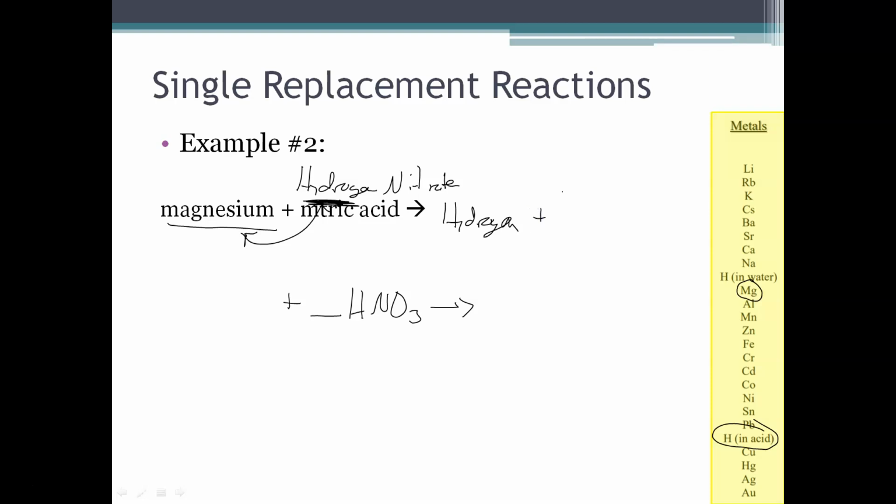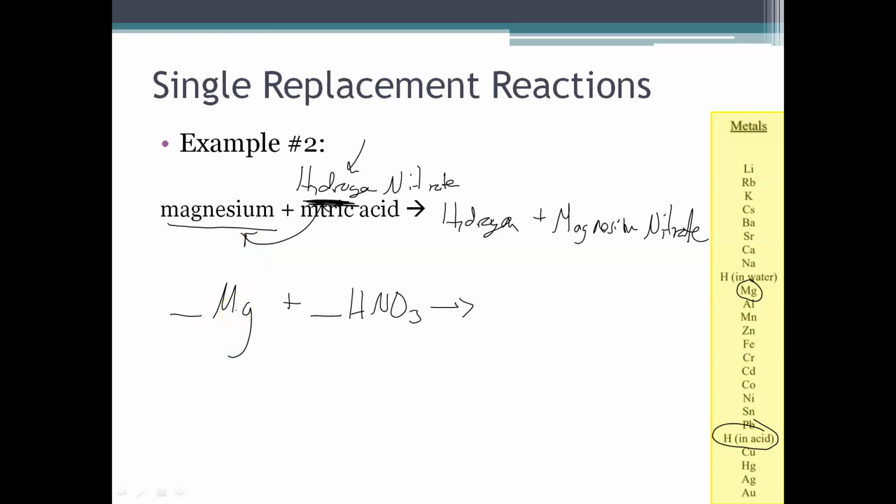And then what's left? Students always give me weird answers like magnesium acid or weird things. Well, the hydrogen is being replaced with magnesium. Just move the magnesium over here to where the hydrogen is and rename it. So you have magnesium nitrate. Okay, you're done. So let's go through and write the formulas in balance.